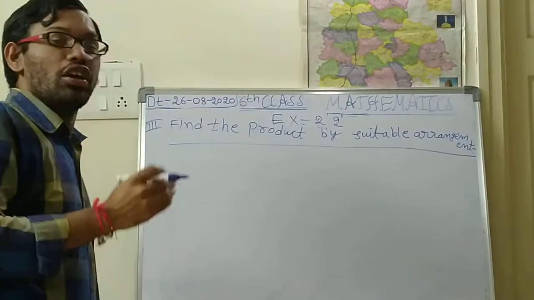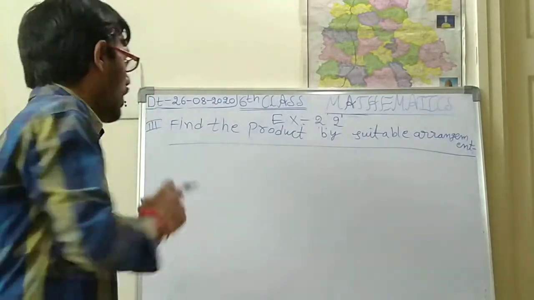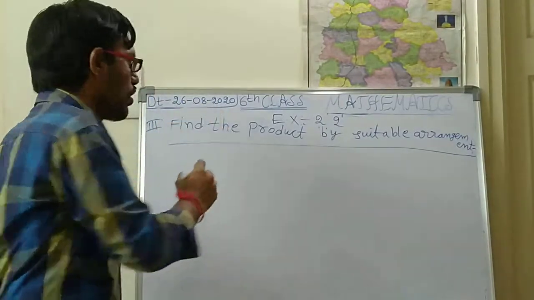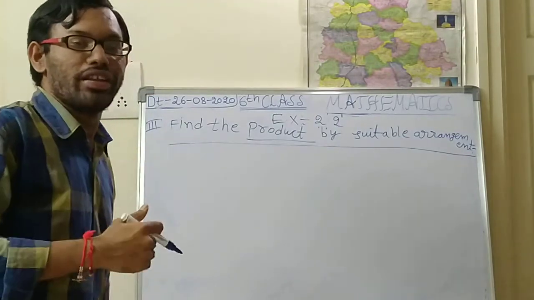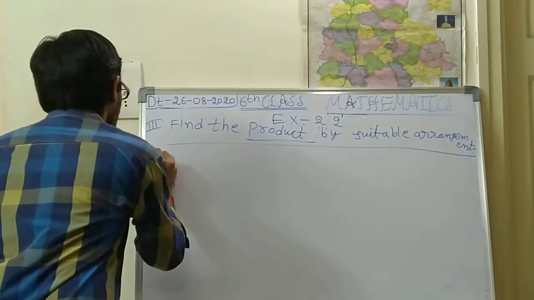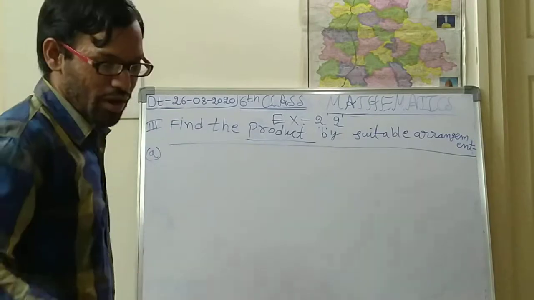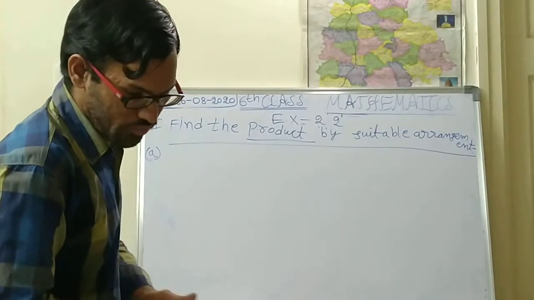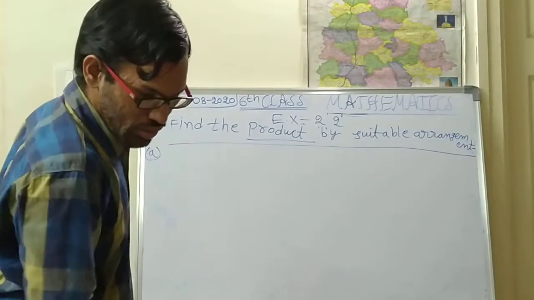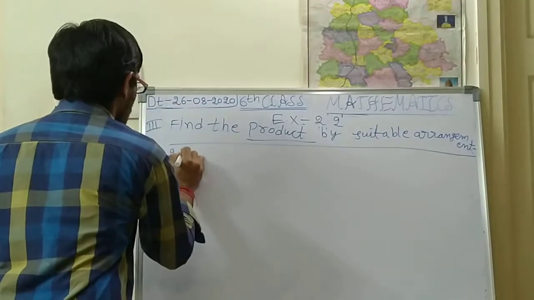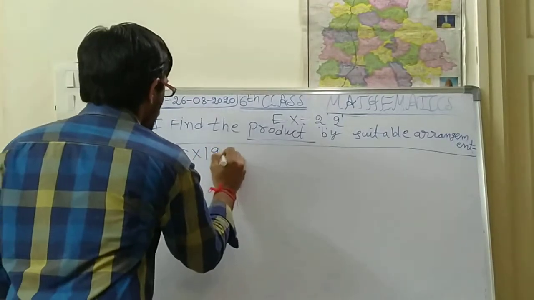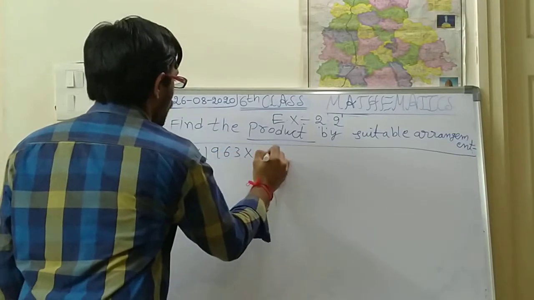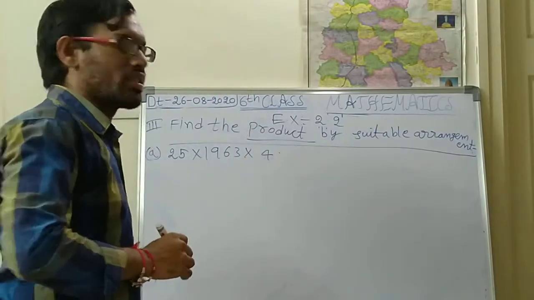In the previous bit, you found the sum. Now you should do the product. What do you mean by product? Product means multiplication. You should multiply them. So now you try to do these problems. The first one I am doing: 25 into 1963 into 4. 25 into 1963 into 4.